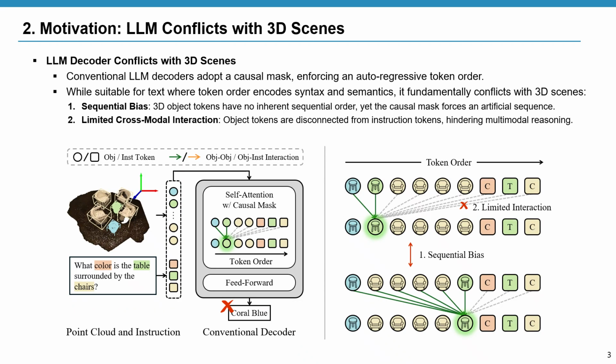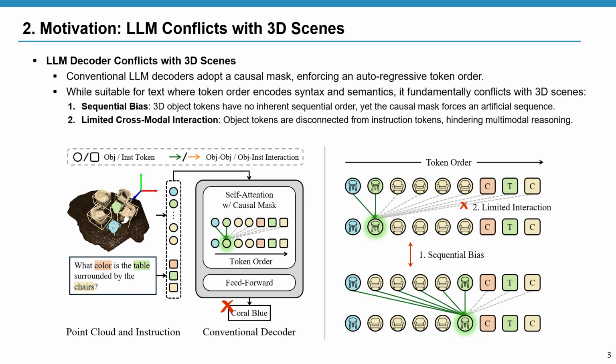Existing works have focused on the input side of LLMs, so the decoders still use the standard causal mask from language models. However, we found that directly applying the causal mask to 3D scenes caused two problems. The first is sequential bias. Object tokens in a 3D scene have no inherent order, yet the causal mask imposes an artificial one.